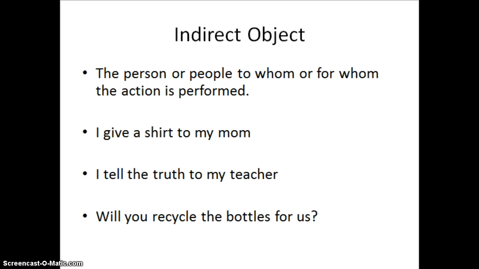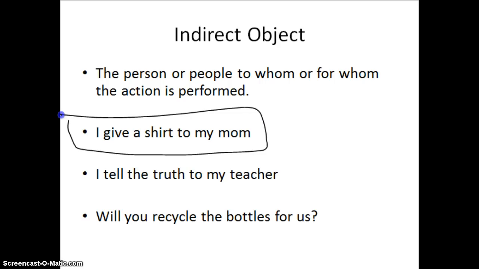Let's look at a few example sentences, and I think that will clear up the definition a little bit. I gave a shirt to my mom. First, let's identify the direct object. What is receiving the action of the verb? What is being given? A shirt. So the shirt is our direct object. Now, who is being affected by the giving of the shirt? My mom. So we know that my mom is the indirect object.